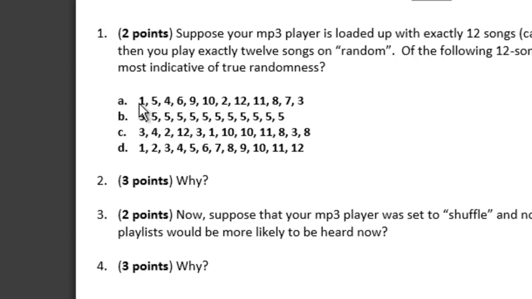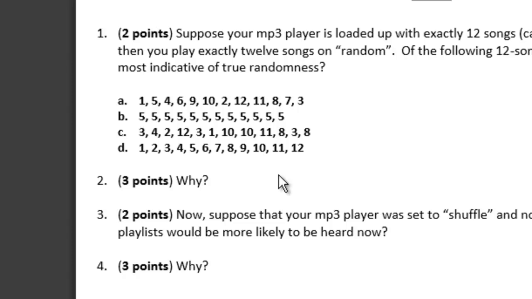Here you've got 1, 5, 4, 6, 9, 10, 2, 12, 11, 8, 7, 3, which shows every song being played exactly one time, but not in order. Here you've got 5, 5, 5, 5, 5, 5, 12 times, which would be just track 5 played 12 times. Here you've got 3, 4, 2, 12, 3, 1, 10, 10, 11, 8, 3, 8. So you've got some repeats in there. You've got 3 three times, and so forth. And then D, you've got 1, 2, 3, 4, 5, 6, 7, 8, 9, 10, 11, 12.